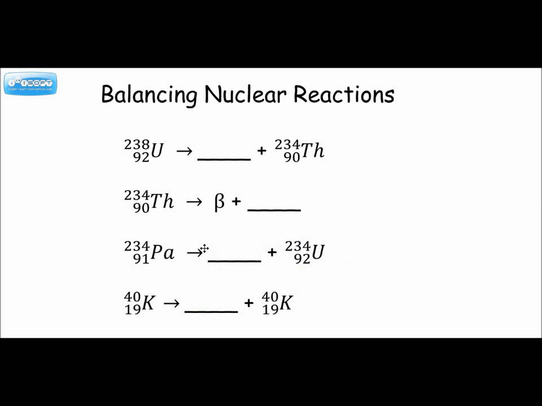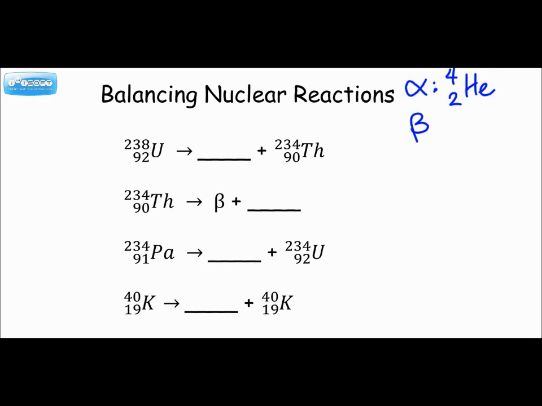Alright, so here we go. We're going to balance our nuclear reactions. What we need to do is know our 3 types of decay. So let's write those out so we've got them. We have alpha decay, and alpha decay releases a helium atom, which is an atomic number of 2 and an atomic weight of 4.